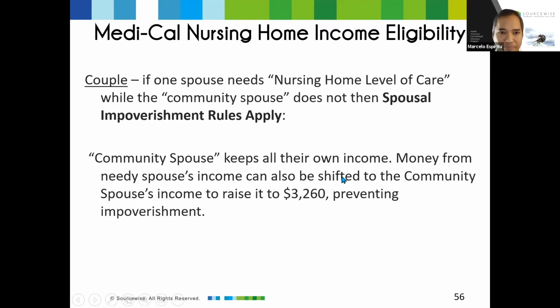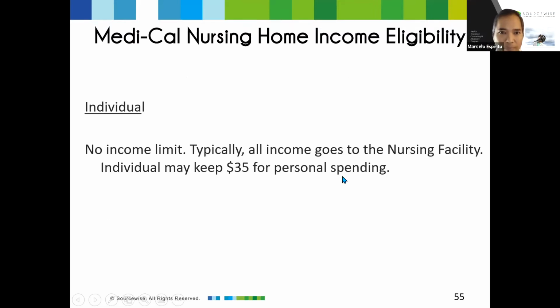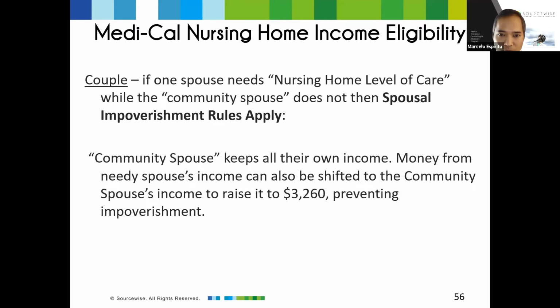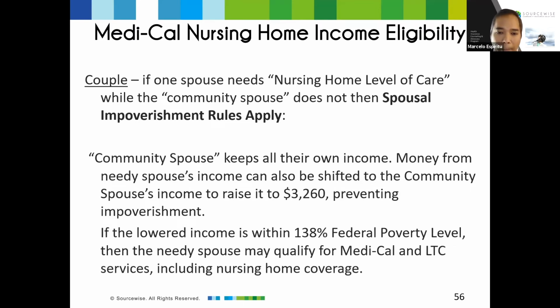Okay, here you go. So I don't know if you saw this before, but for an individual, with any income, you can only keep 35, but couples have higher protections. Their income can be shifted. So the person who needs the care can move some income out to the community spouse, and the lower income of the needy spouse can be compared to see if they qualify for Medi-Cal.